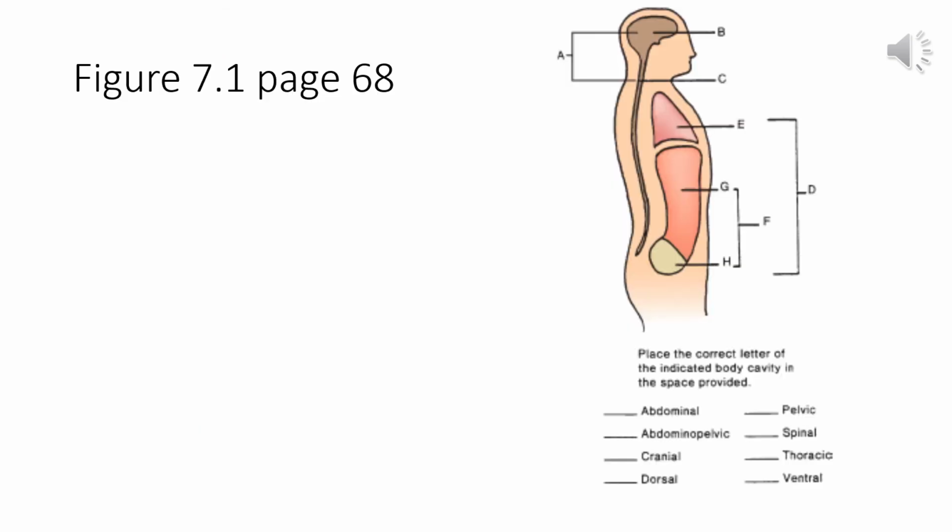You'll need to flip over to Figure 7.1, Body Cavities, on page 68. What they'd like you to do is place the correct letter of the indicated body cavity in the space. Match the letters with the cavity. This'll do more good if you think about it yourself, so I'm going to pause for a few seconds. You might want to stop the video for a few seconds and answer the questions.